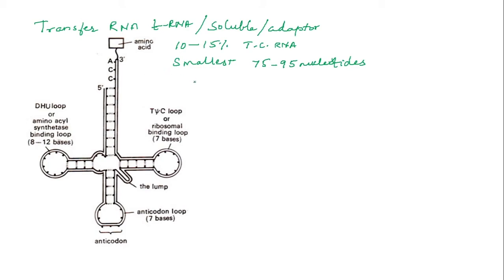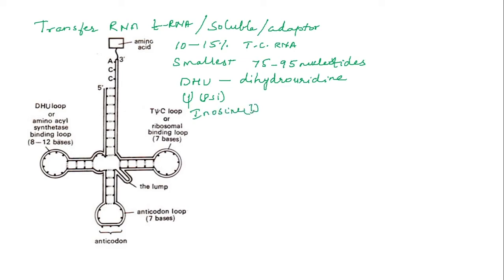It has a number of unusual bases, like a DHU unit or a base or a loop. DHU stands for Dihydrouridine. This is one loop. Then you have another loop on this which is called the psi loop. Then there is another one which is called the inosine.